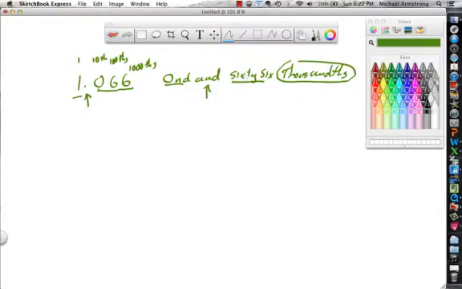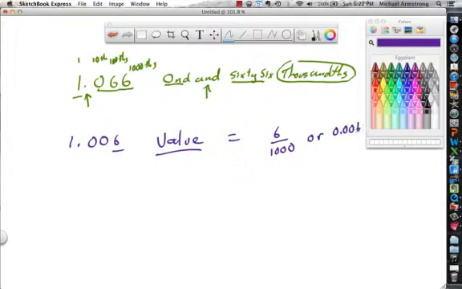Thousandths place, so 1 and 66 thousandths. That's how you count that. But if we use this number, 1 and 66 thousandths, and I underlined this digit and asked you what the value of just that digit is, 6 thousandths, or 6 thousandths written that way as a decimal, 0.006.